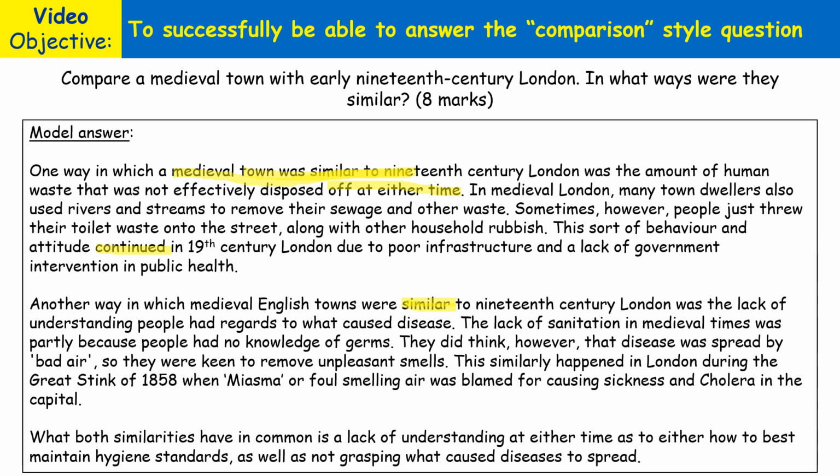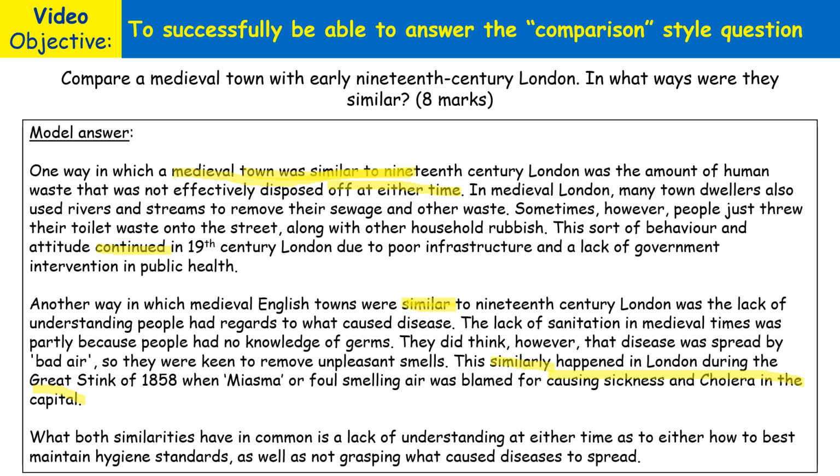Now again here we want to link what was happening in medieval towns to what was happening in early 19th century London to show the marker that we're identifying a similarity. And we pretty much use that word similar again in this next sentence as part of our explanation or link part of our paragraph. Here it says, this similarly happened in London during the Great Stink of 1858. So we're also using really specific own knowledge there, when miasma or foul-smelling air was blamed for causing sickness and cholera in the capital. So again, we're linking what was happening in medieval towns to what was happening in 19th century London.